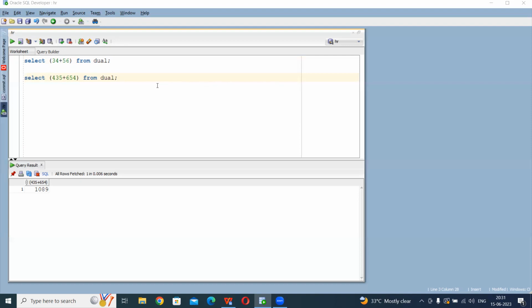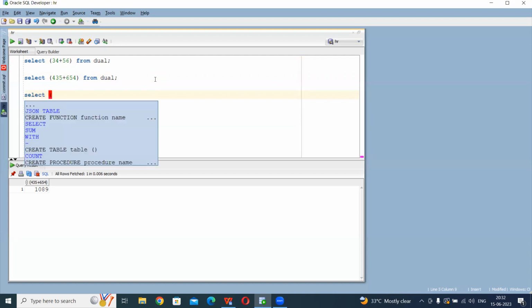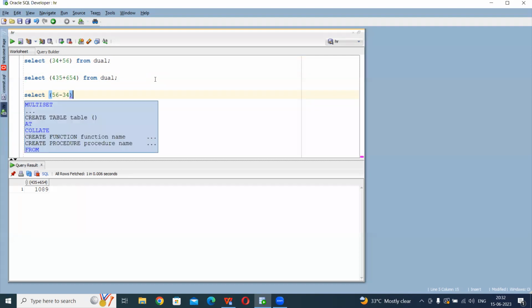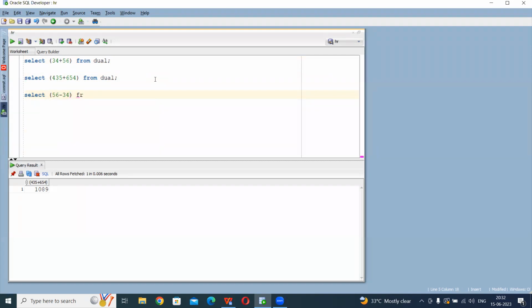The next arithmetic operator we have is subtract. How do we write our queries? We'll write our queries starting with the select keyword. After this select keyword, I have opened the parenthesis. After opening the parenthesis, I want to perform subtraction between 56 and 34, so I have given 56 minus 34. After mentioning that, I have mentioned the from clause. After giving the from clause, I have given my table name as dual and terminated my query with a simple semicolon.